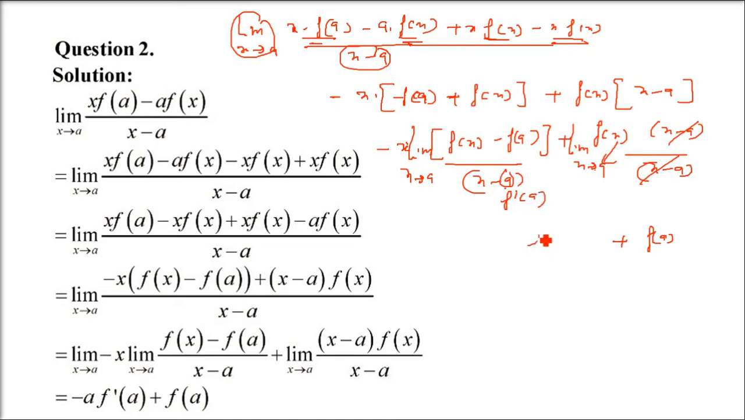Basically here it is a, so f dash a. And what about x? We are applying limit here also. When you are applying limit, x will be changed to a. So it will be a. So minus a f dash a plus f(a). This is going to be your final answer.